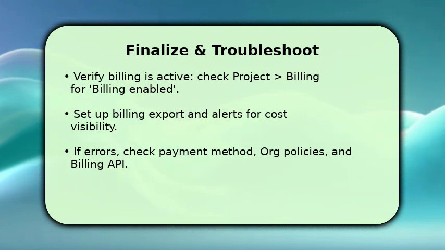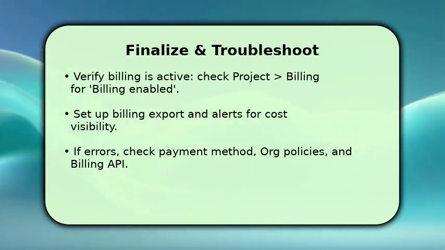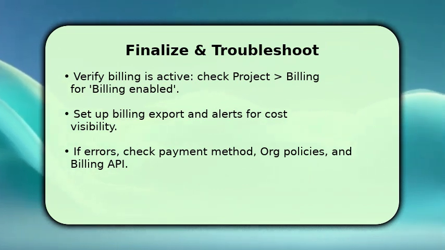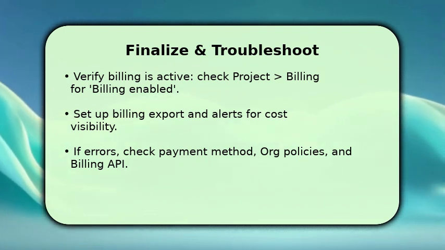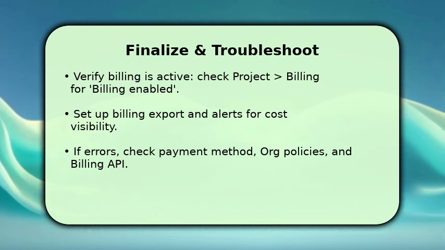If something fails, first validate the payment method and transaction limits, then inspect organization policy restrictions and ensure billing API and IAM permissions are correct. If errors persist, remove and re-add the project link. This often clears inconsistencies.